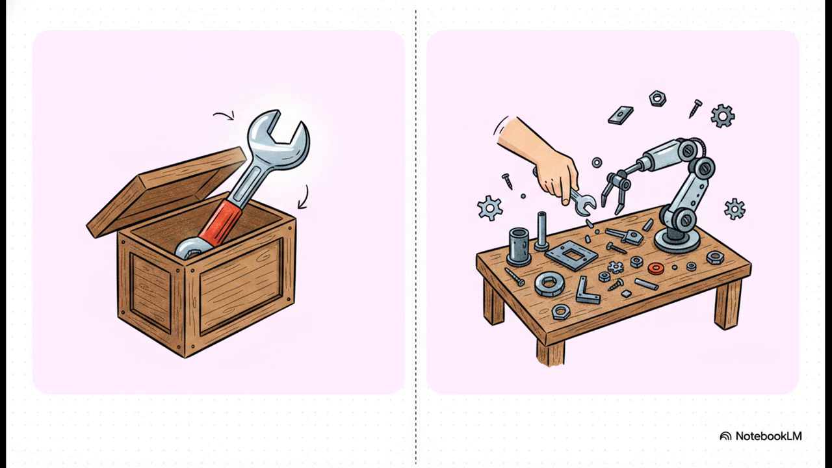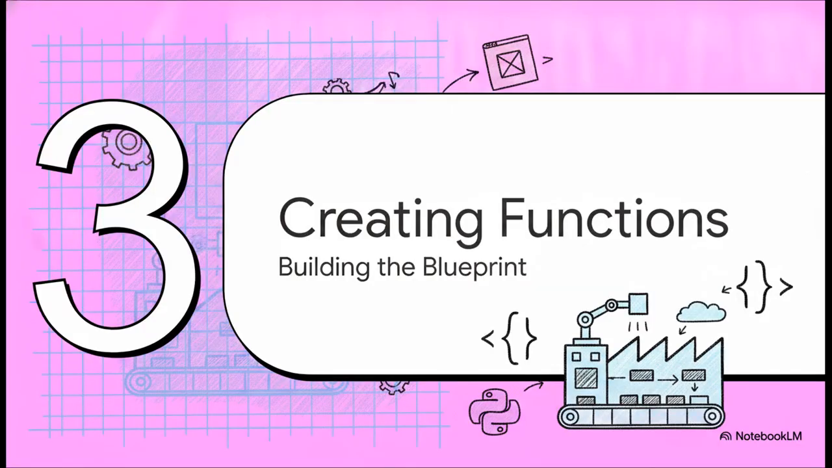In contrast to that, we have user-defined functions. These are your DIY tools. They're the programmed routines you define yourself right at the time you're actually writing the program. You build these to save time and space for specific tasks that are totally unique to your own software. All right, Part 3, Creating User-Defined Functions. Let's actually start building the blueprint for our custom mini-factory.